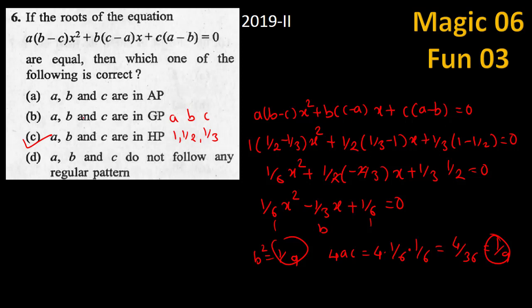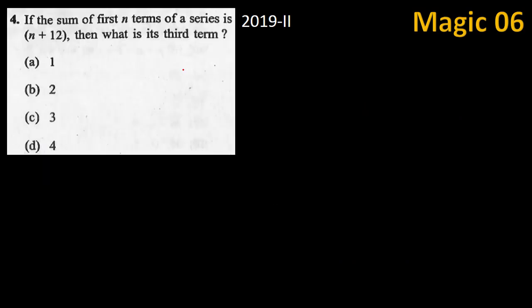Unfortunately, they have given the option at C. If the option is at A, you will definitely get this answer. So in some questions, you may get the answer within 1 minute or 2 minutes, but it will take very, very less time if you compare with our regular approach using the formula method. Let's start the next question.